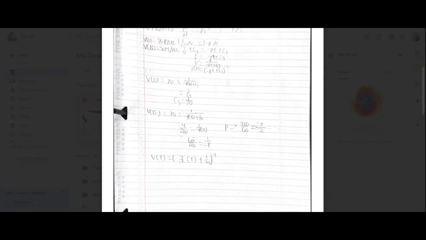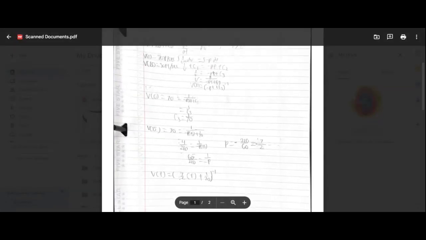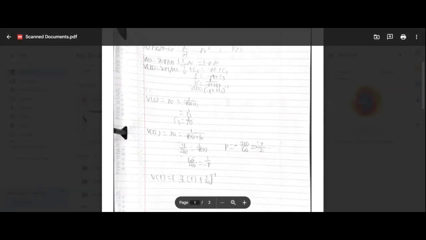That's what you did? v of 0. No, for v of 0, I solved for when v of 0 is equal to 70. So then just plug in. That's the initial condition you made up, right? Yeah, yes. So after that, my question is after that you have integration 1 over v squared dv equals integration negative p dt. Oh yeah, sorry. Negative.